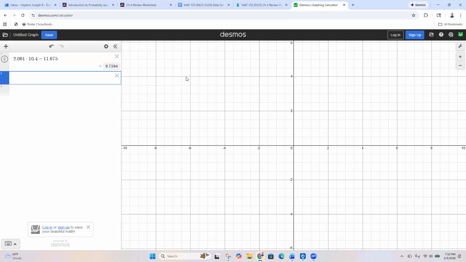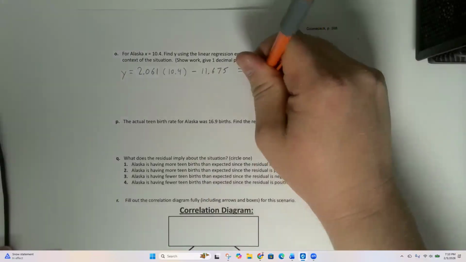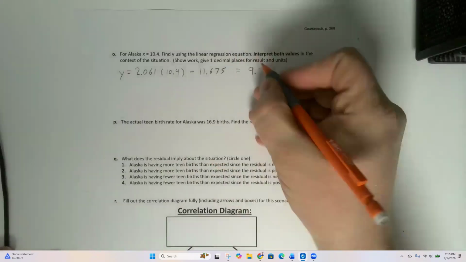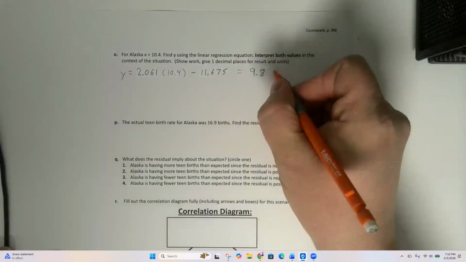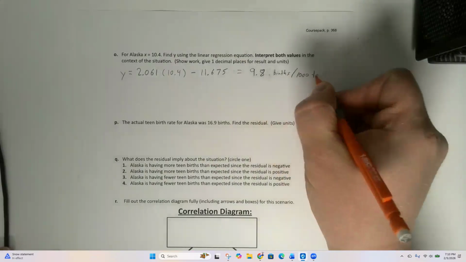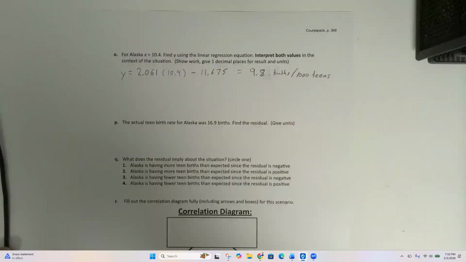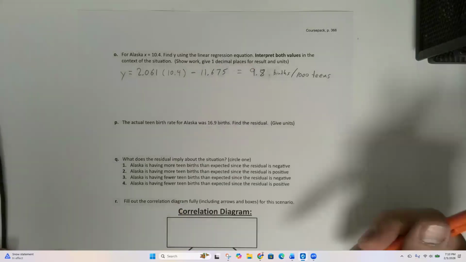I get 9.759. We need one decimal place. All right, whatever. 9.8. And units. Okay. Now, interpret both values in the context of the situation.